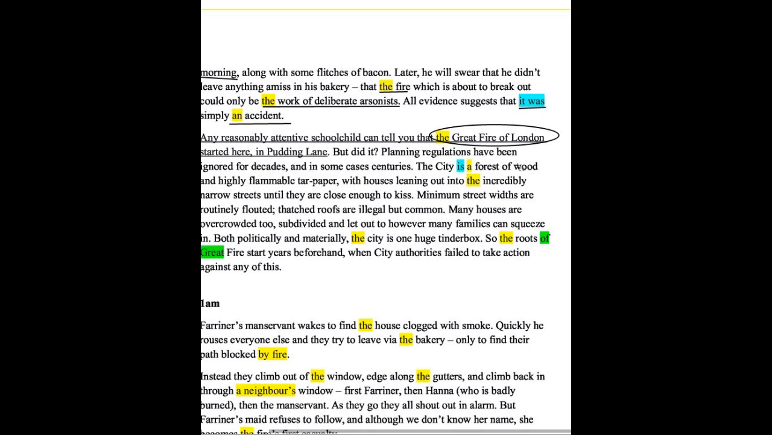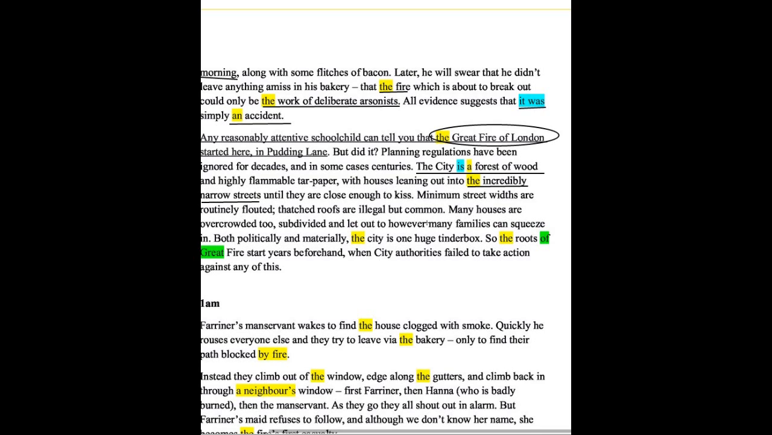The city is a forest of wood and highly flammable tar paper. Once again, the existential clause. The city is a forest of wood. Very clear existential clause. With houses leaning out into the incredibly narrow streets. Okay, now these are the streets of London again, and so we know which streets.